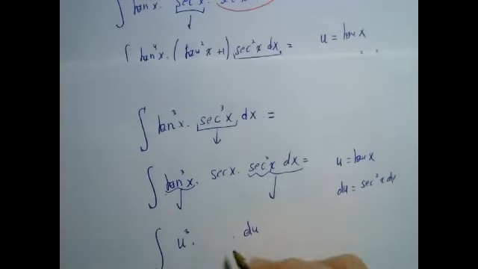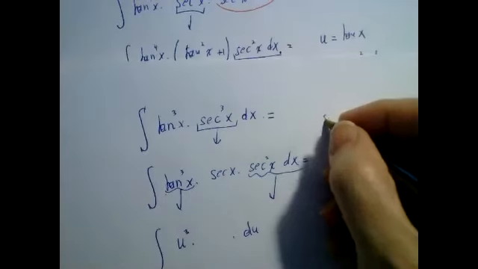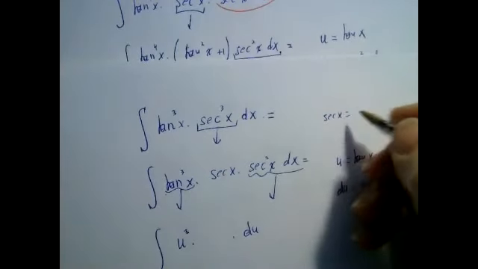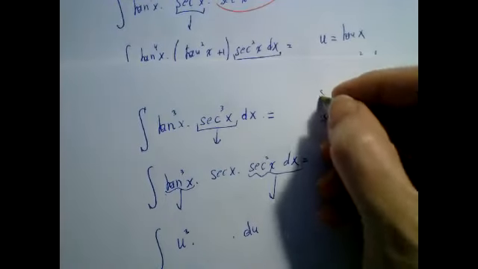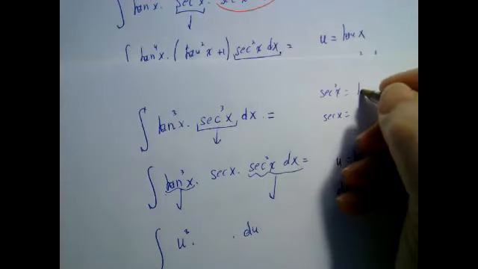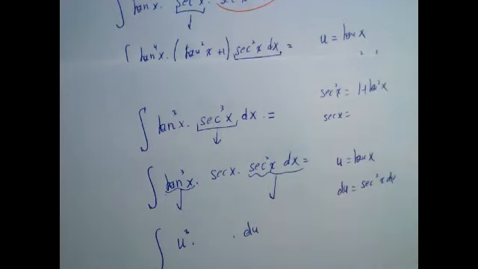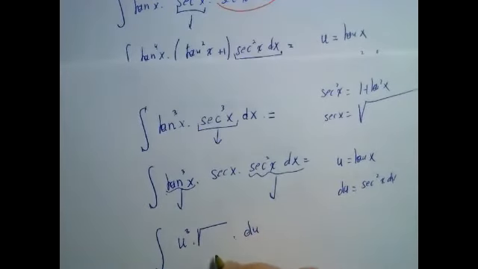Can we keep secant x? When we do substitution, what are we supposed to do? You're supposed to get it all in terms of tangent. Very good. So that doesn't work, because what's secant x in terms of tangent? It's hard, because secant squared is 1 plus tangent squared. So secant is the square root, so it's going to give me the square root of 1 plus u squared.